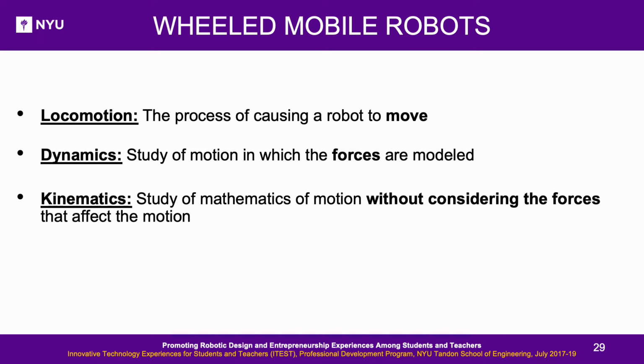Wheeled mobile robots. The dynamics, kinematics and locomotion play a vital role in the design of wheeled mobile robots. For locomotion, use different wheel types such as omni wheels, mecanum wheels, or unicycle wheels based on the requirement and application. Dynamics is the study of motion in which these forces are modeled. Kinematics is the study of the mathematics of motion without considering the forces that affect motion.